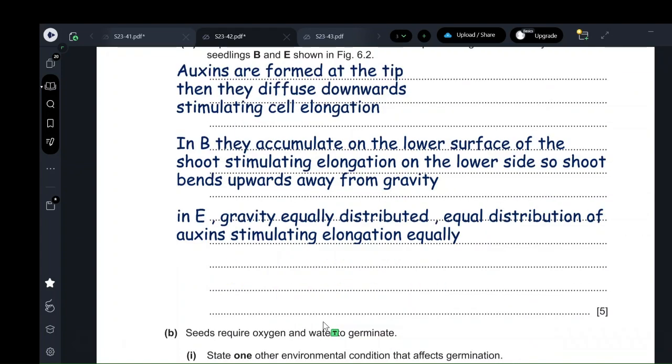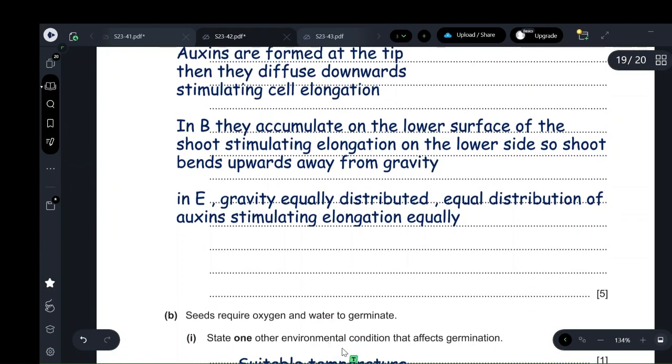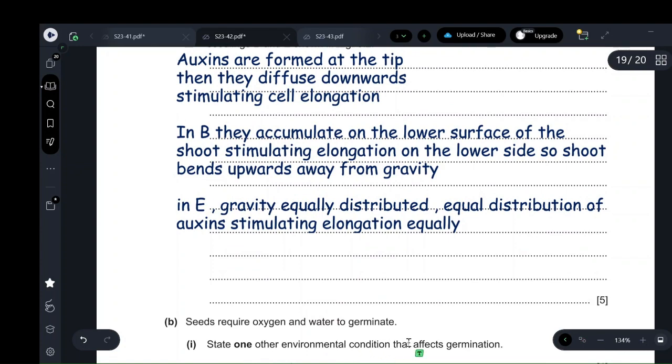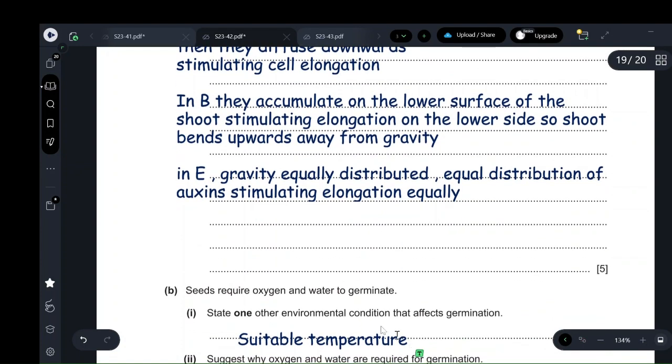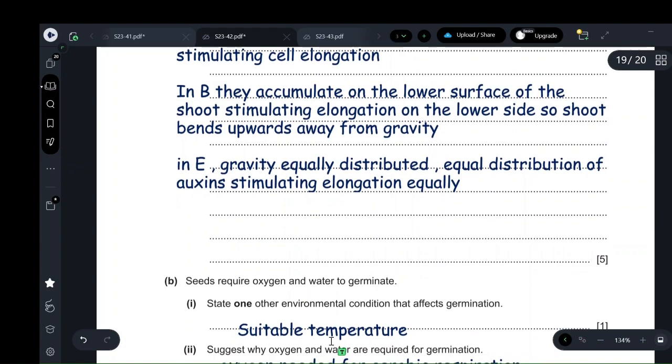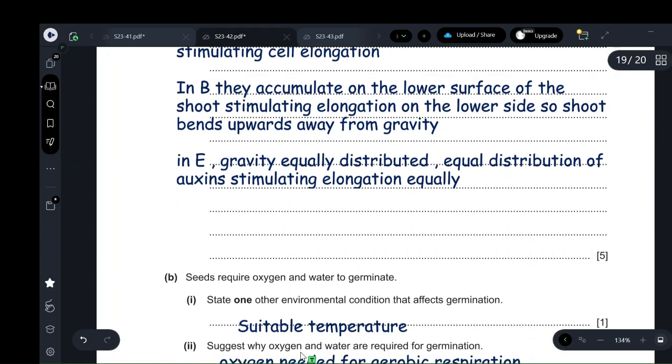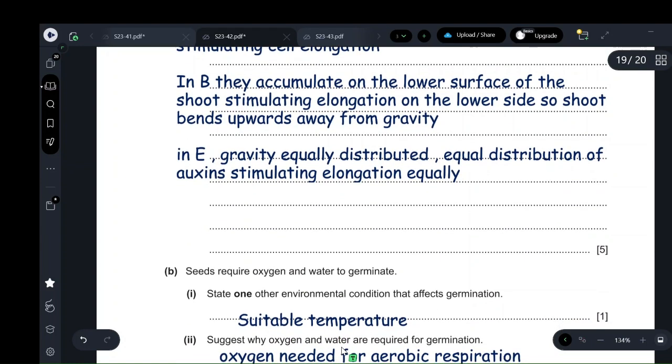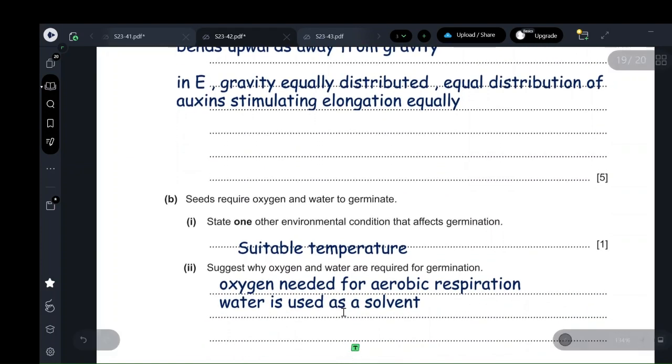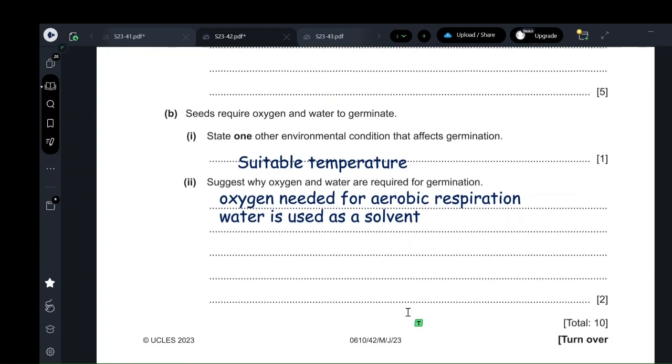Okay? Seeds require oxygen and water to germinate. State one other environmental condition that affects germination. Water and oxygen, he already gave you. So the third one is a suitable temperature. Suggest why oxygen and water are required for germination. You need oxygen for aerobic respiration, and water is used as a solvent, to activate the enzymes and dissolve the enzymes inside.